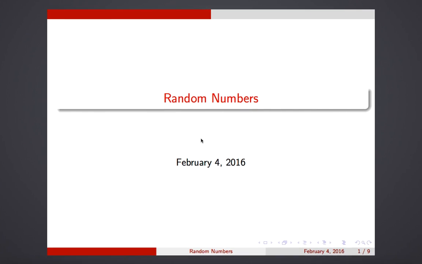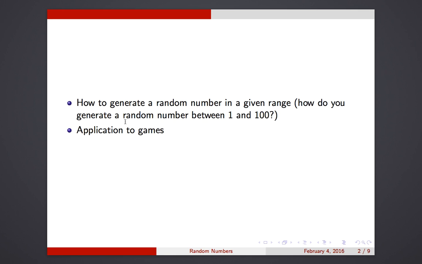This video is about simulating randomness, by which I mean how can we ask the computer to simulate random numbers for us. In particular, the main question that we'll focus on is how do you get C++ to generate a random number for you inside of a given range, like a random number between 1 and 100, or 1 and 50, or 2 and a billion, whatever. And then I'll show you an application of such a thing to games.